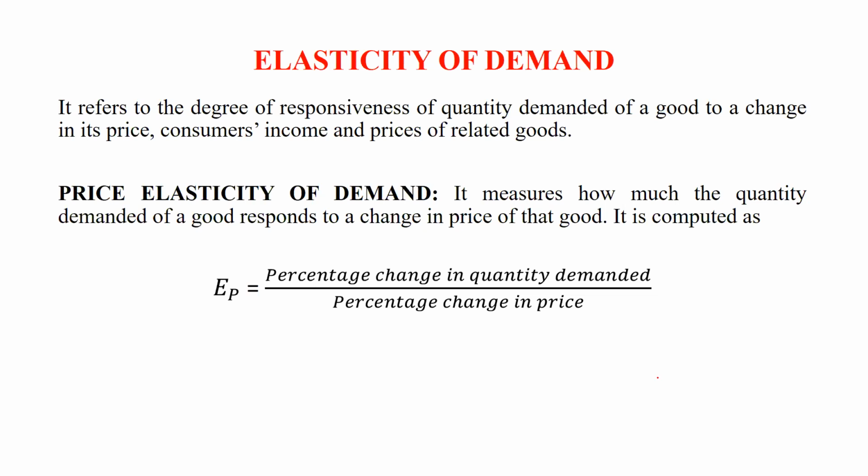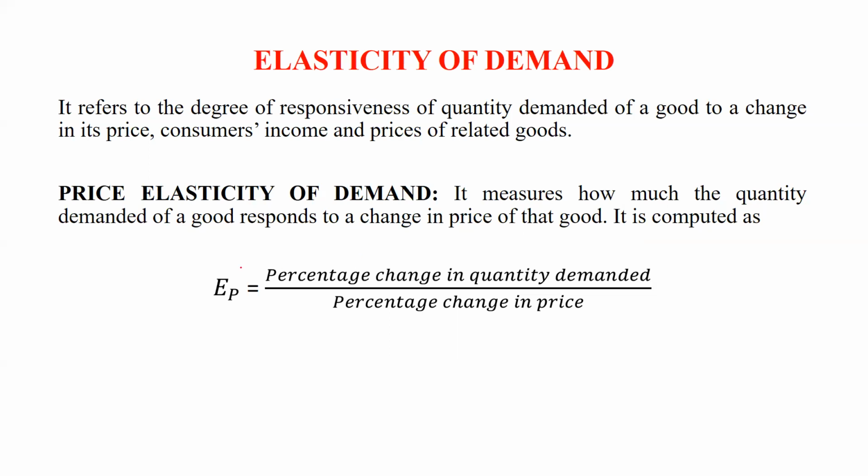So let's begin. It refers to the degree of responsiveness of quantity demanded of a good to a change in its price, consumer's income, and prices of related goods. That is the elasticity of demand. So there are three categories. We are going to study number one, price elasticity of demand, then income elasticity of demand, then cross elasticity of demand. Price elasticity of demand measures how much the quantity demanded of a good responds to a change in the price of that good.